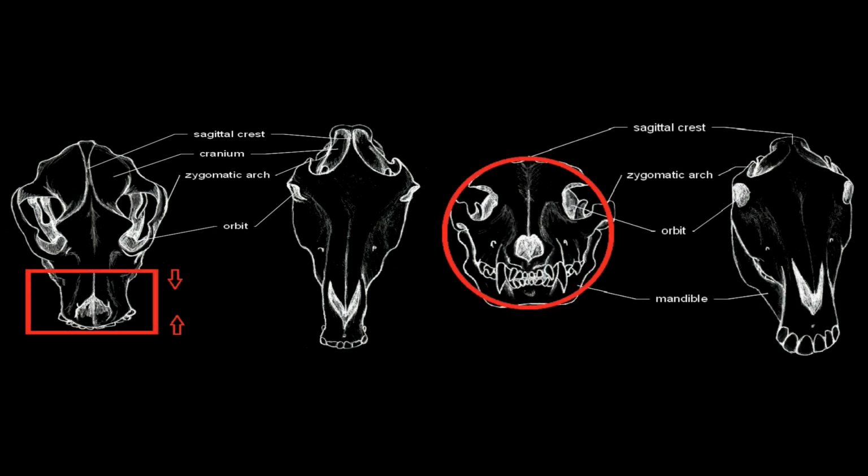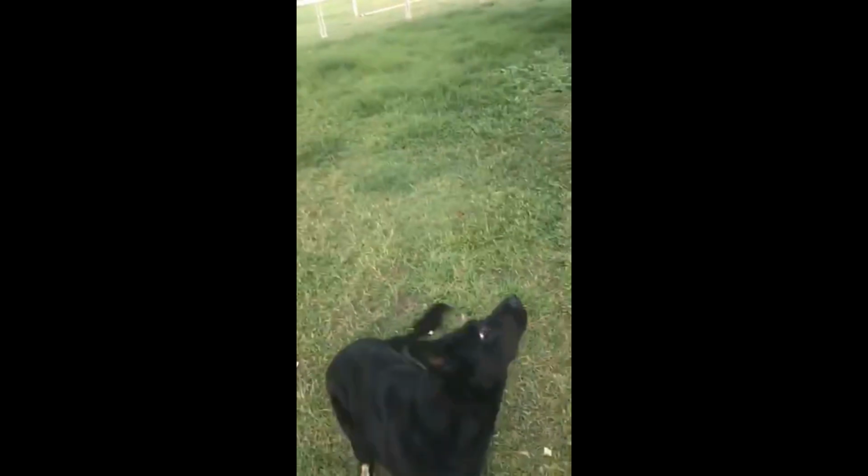This aided in the expansion of the temporalis muscle, pulling the mandible dorsally, allowing the jaw to snap shut with more bite pressure and also allowing pressure to be applied more evenly throughout the skull.